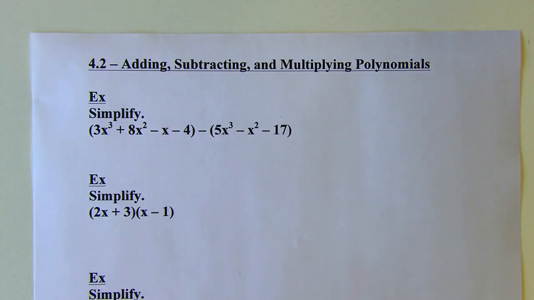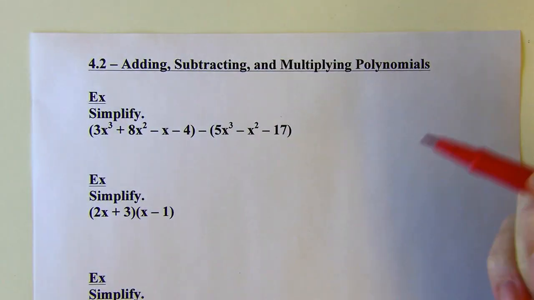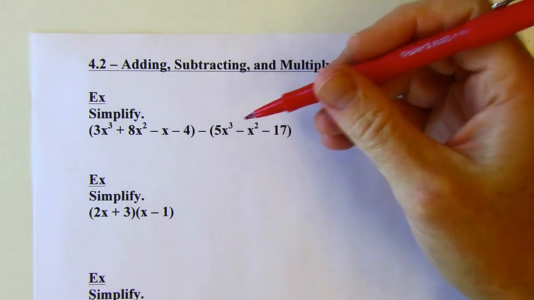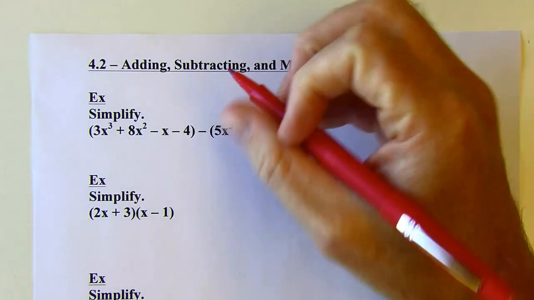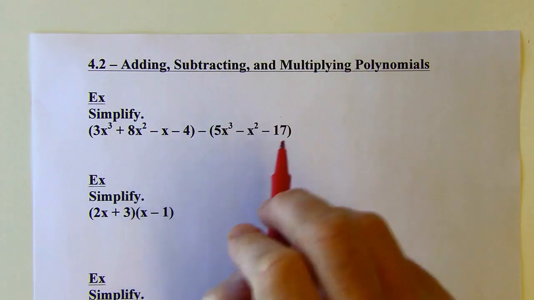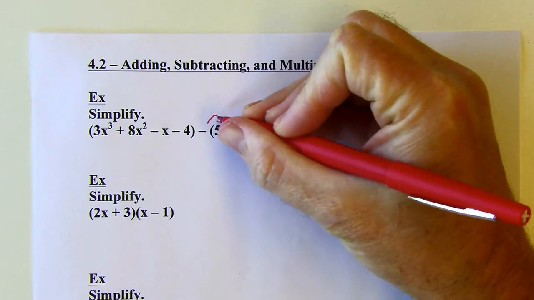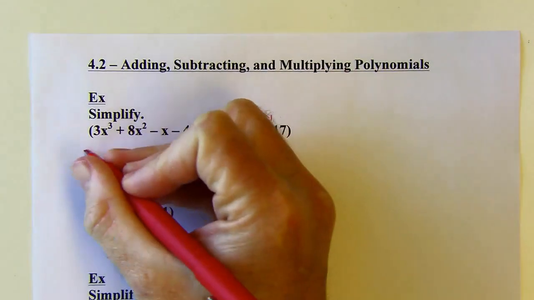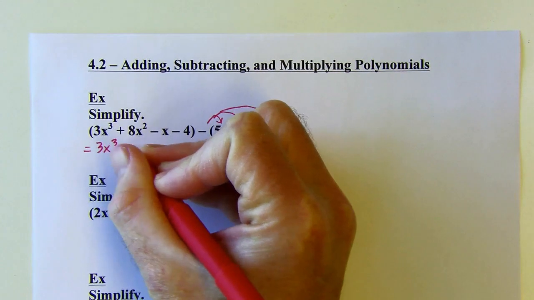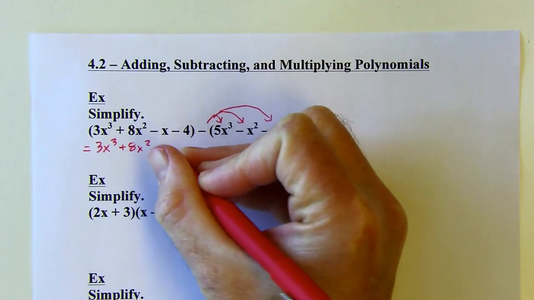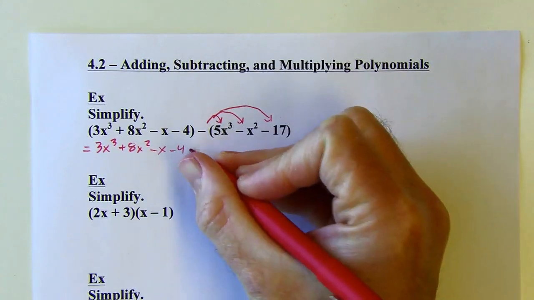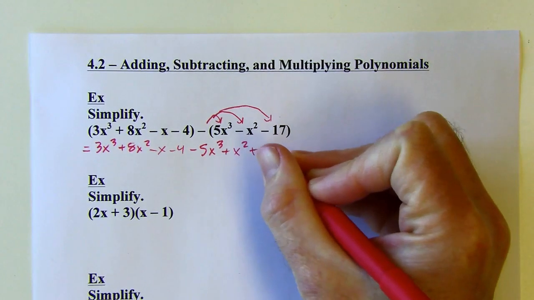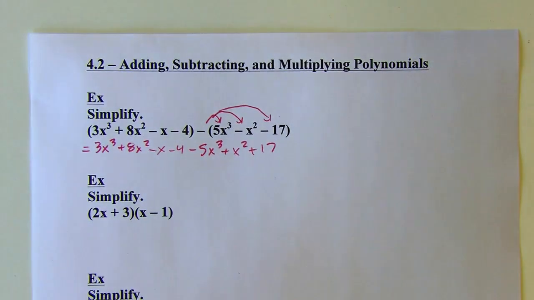Okay, we're going to start by subtracting two polynomials. Adding is kind of the same kind of deal. It's actually easier because you don't need to distribute anything with addition. But if I wanted to write this without parentheses, I would have to distribute this negative to all three terms. So I'd get 3x to the third plus 8x squared minus x minus 4 minus 5x to the third plus x squared plus 17. And then I just want to combine like terms.